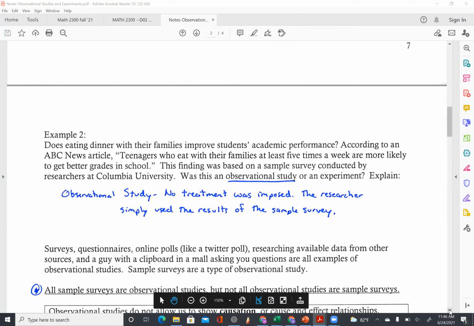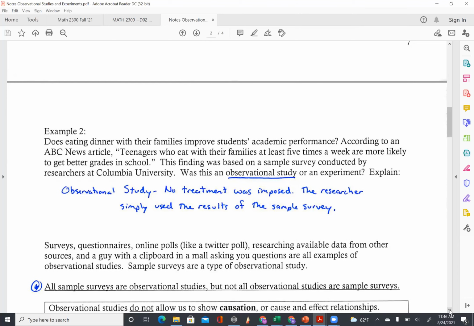In your first homework, most of the questions are related to experimental study and observational study. So that's why you need to have a very clear idea about observational study and experimental study, or experimental design.